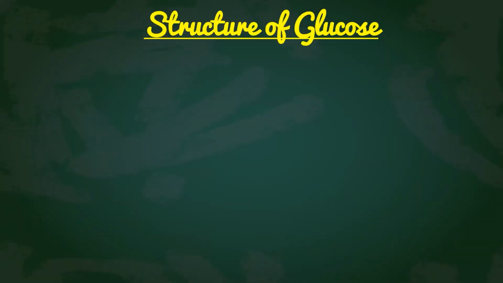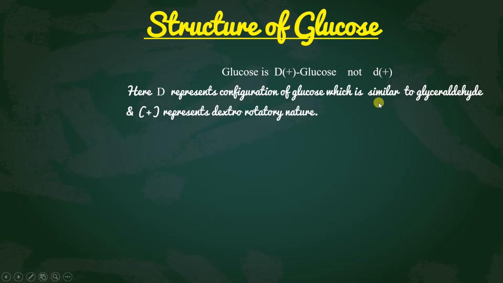Good morning, students. Today we are going to start with the structure of glucose. Yesterday we understood what glucose is and its chemical formula, C6H12O6. We also understood that there is one functional group, the CHO group, and along with this there are 5 hydroxy groups. Got it?